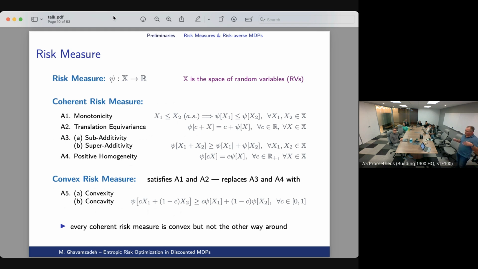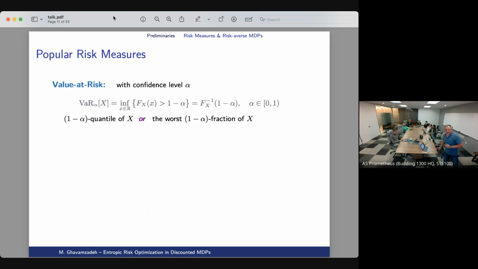Now, what is a convex or concave risk measure? Here I'm using convex and concave in a kind of interchangeable way because depending on whether you are doing reward or you're doing cost, you move between concavity and convexity. Since we are working with reward here, everything is concave, but I abuse the word and say convex here. So convex and concave are basically the equivalent property for these two cases. The convex risk measure satisfies monotonicity and translation invariance, but replaces sub or super additivity and positive homogeneity with what we call convexity or concavity. And it's very clear that every coherent risk measure is convex, but not the other way around. Okay, so these are very important properties of risk measures. Let's start with some of the popular risk measures that you have probably seen.